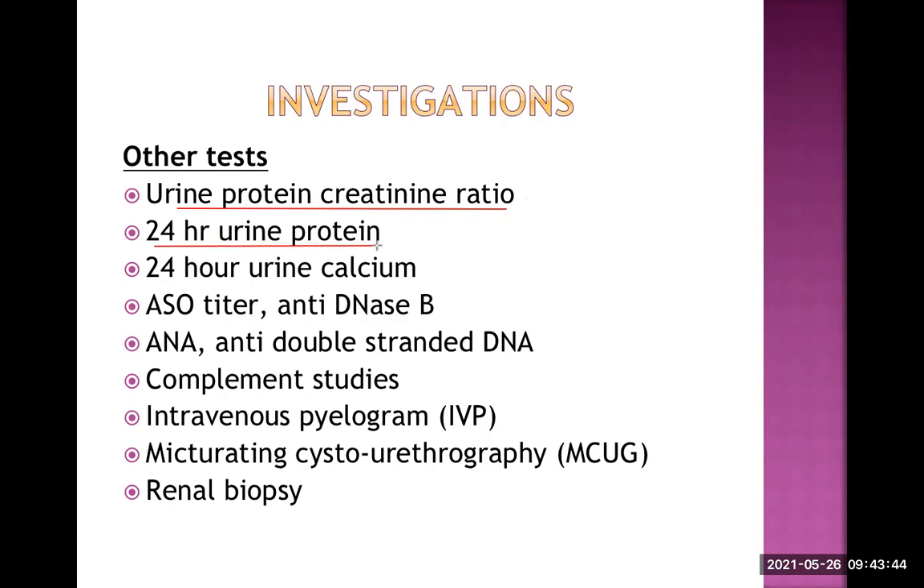24-hour urine protein is also done for nephrotic syndrome diagnosis. In case of children, the 24-hour urinary protein should be more than 40 milligram per meter square per hour. And in case of adults, it should be more than 3.5 gram in 24 hours. Then this is known as nephrotic range proteinuria.